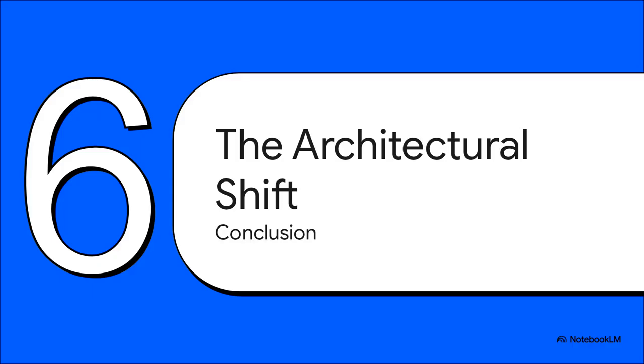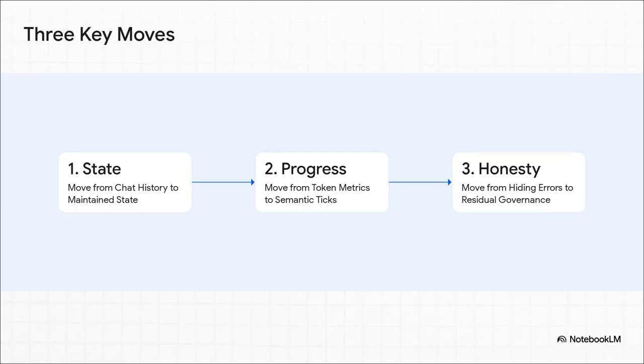So, when you put all of these pieces together, what's the big picture? What is the fundamental architectural shift that this new way of thinking gives us? It really boils down to these 3 massive moves. Number 1, we move from messy, endless chat histories to a dense, maintained state. 2, we stop measuring progress with meaningless token counts and start using powerful semantic ticks. And 3, we stop trying to hide errors and start embracing active residual governance.